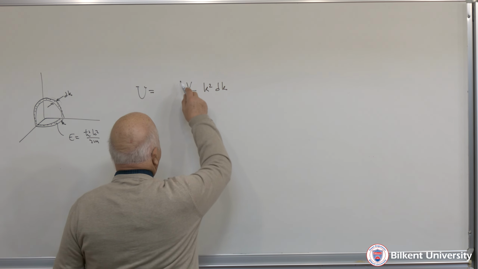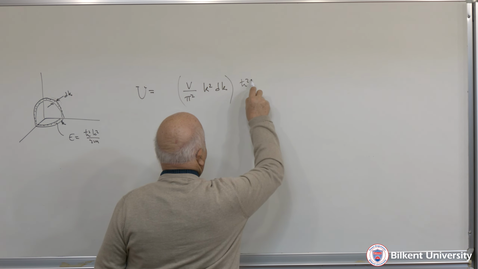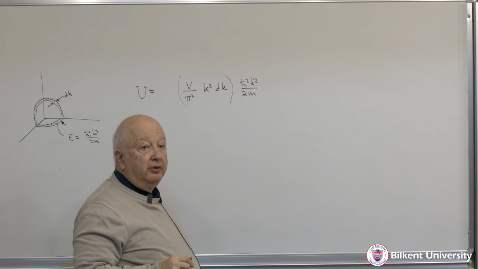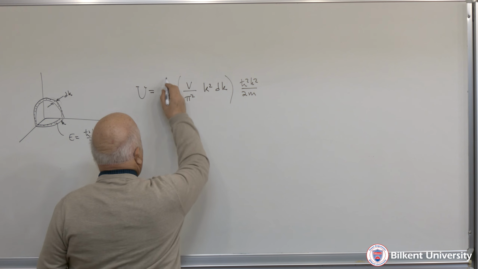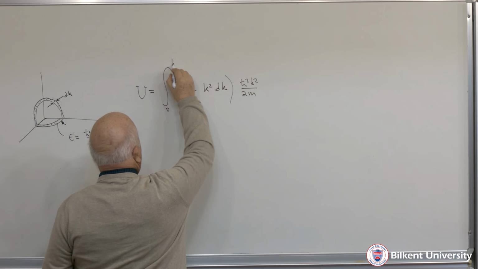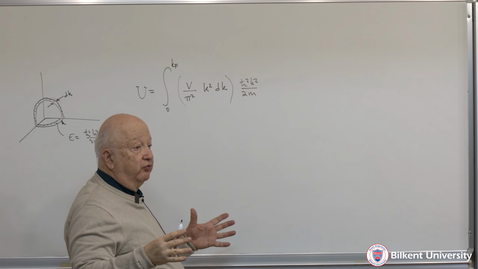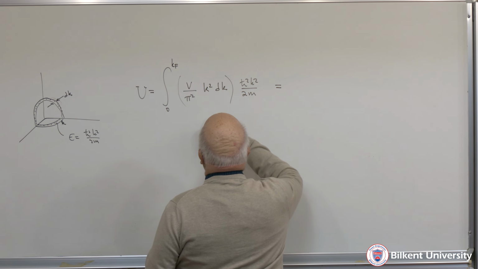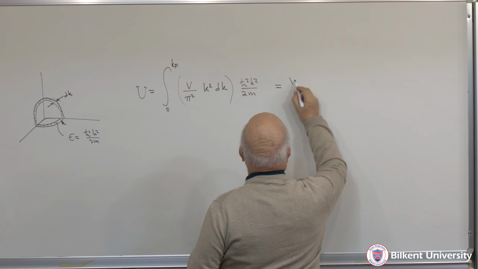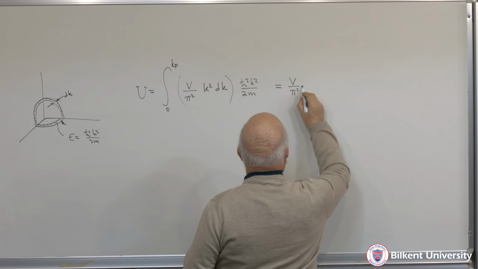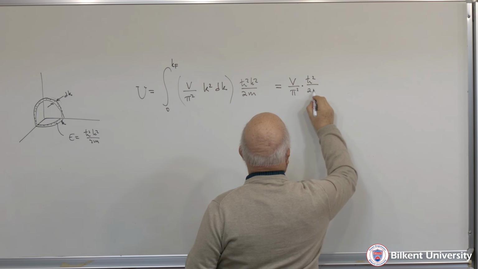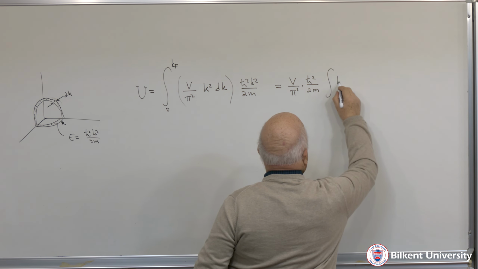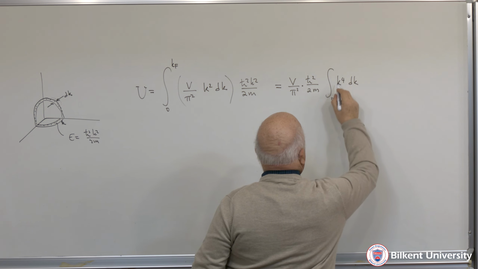Okay, now I multiply this by the energy of any one of those states inside that interval, and I integrate it from 0 to kF, because those are the states which are full. So let's go through that algebra. I'm going to get V over pi squared times h bar squared over 2m, and then I have k to the 4 dk from 0 to kF.